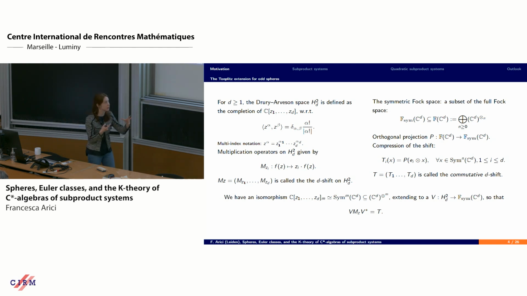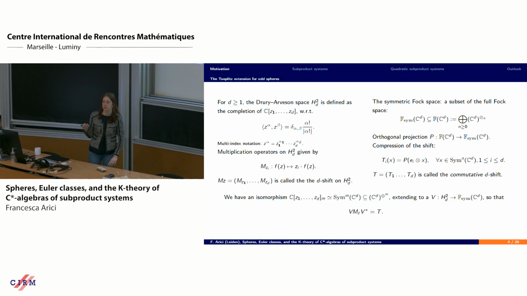Well, better, I mean, a more commutative way to define it, is to realize that this is something you know from algebraic geometry or commutative algebra, that the homogeneous polynomials of degree m correspond to symmetric tensors of order m. So you can use this isomorphism and look at a different description of this Hilbert space. So you look at the symmetric Fock space.